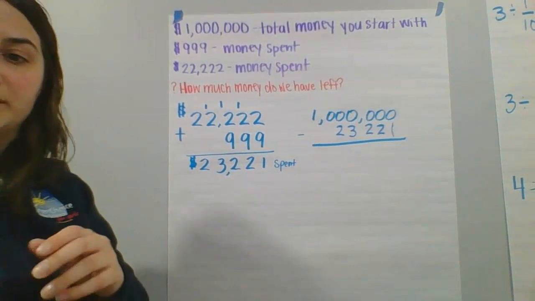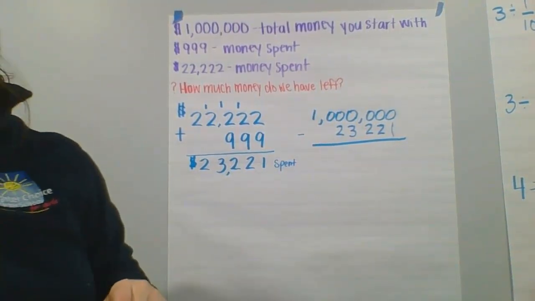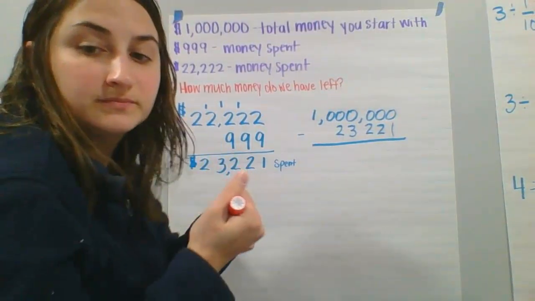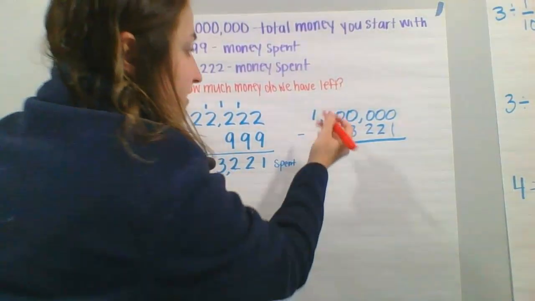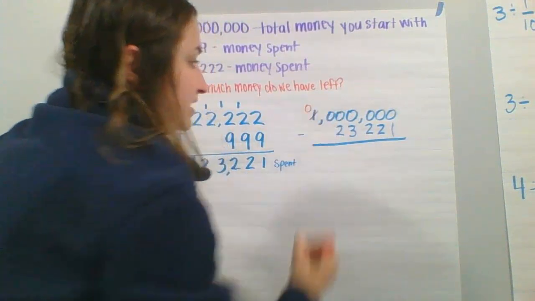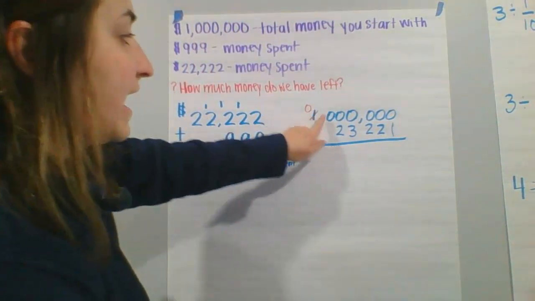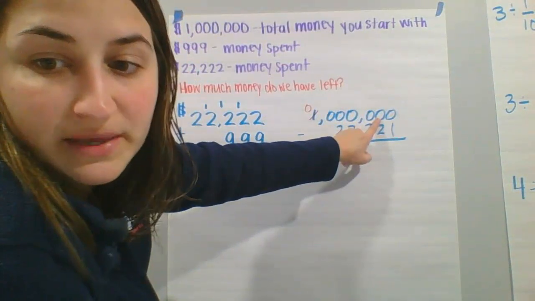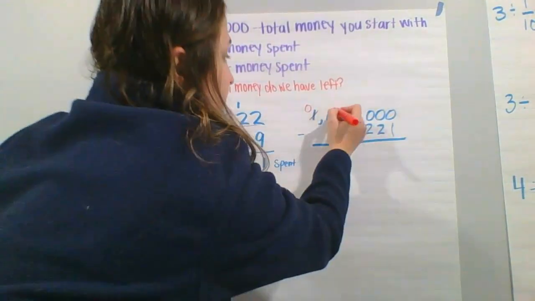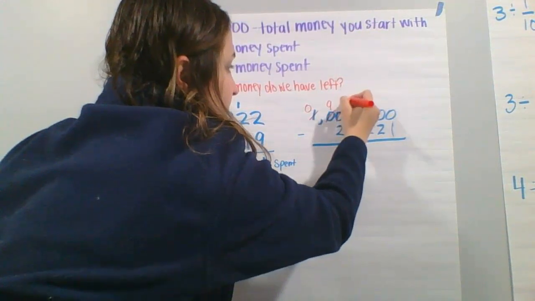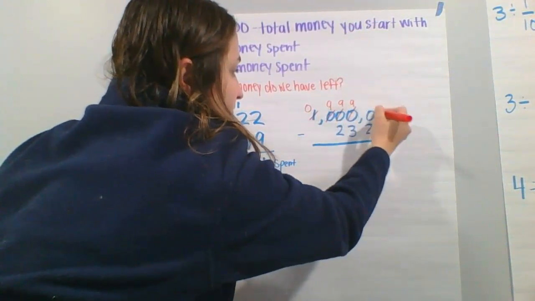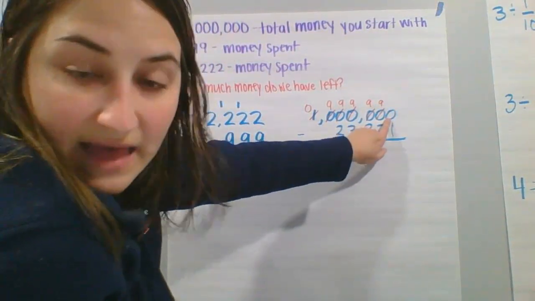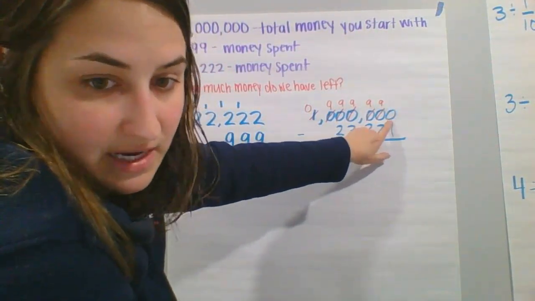I'll use a different color so it kind of stands out. Red. So we'll go to the 1. Our 1 is going to become a 0. And then everything all the way to the tens place is going to become a 9. And then this last 0 is actually going to become a 10.